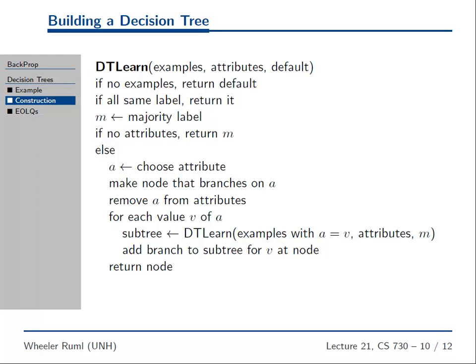And then, so we've added a branch at this node. We've added a branch for v. And then after we've made all the different branches for all the different values, we return the node. Everybody get that? Pretty straightforward. So the question is just, how do we choose the attribute to branch on?